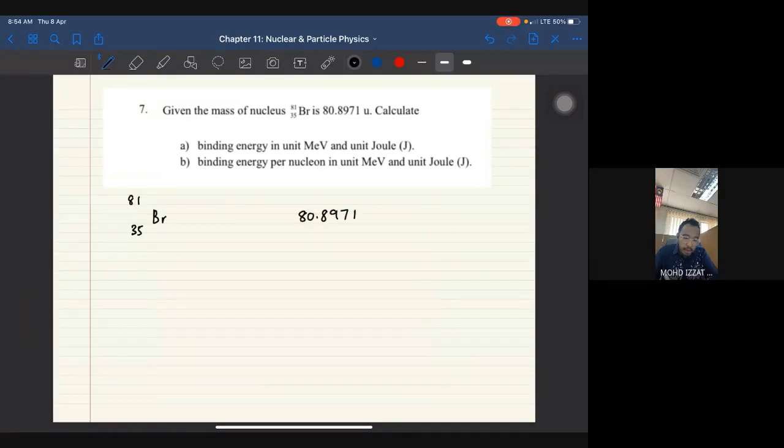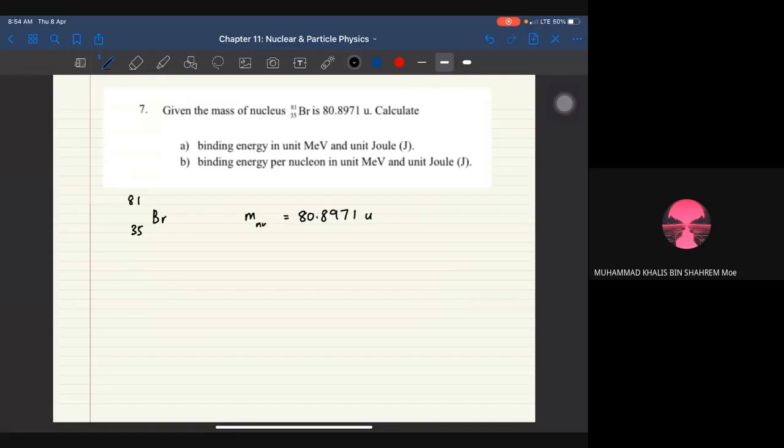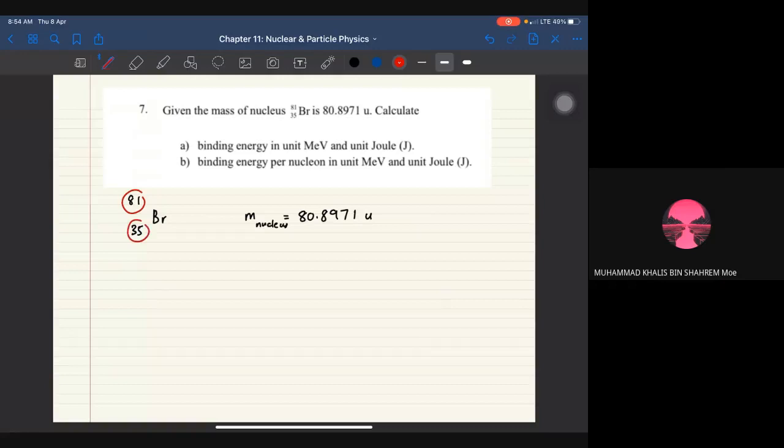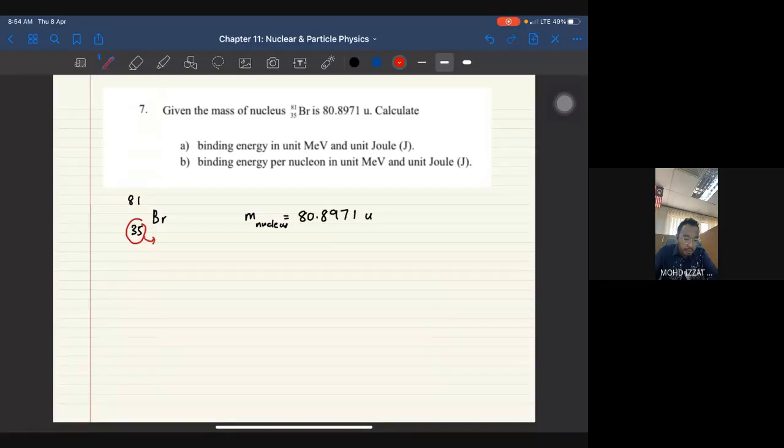Yang 80.8971 tu mass of apa? M nucleus. Yes. Okay, so 81 ni 35 ni apa? A dengan Z. Yes, A dengan Z. Tapi A kita tak masuk dalam formula pun. Okay, yang 35 tu adalah numbers of proton, Z. So now I can find my numbers of neutrons straight away. So N is equals to A minus Z, which is 81 minus 35. So get 46. Okay, this is numbers of neutron.